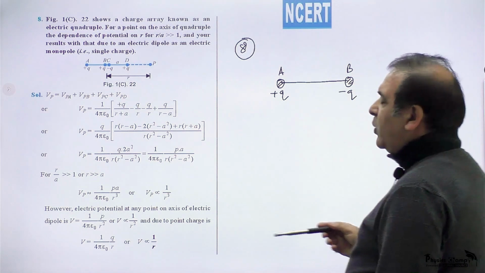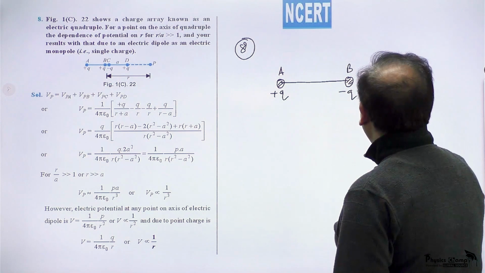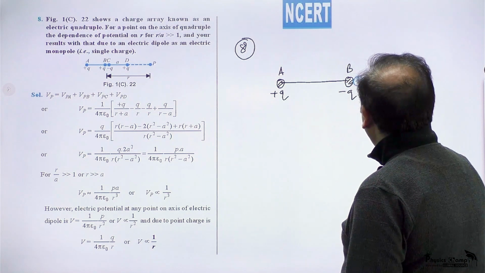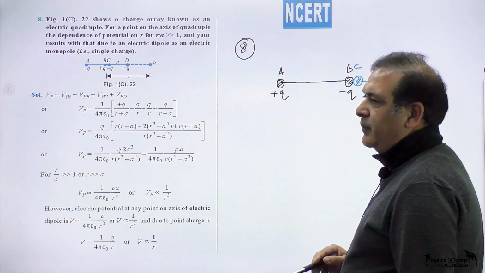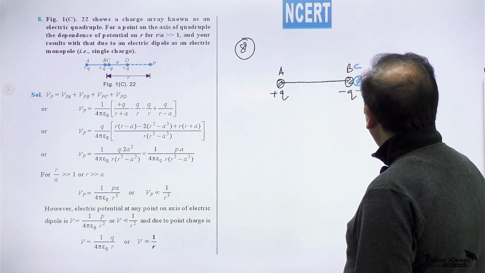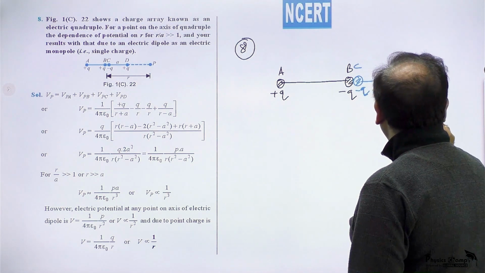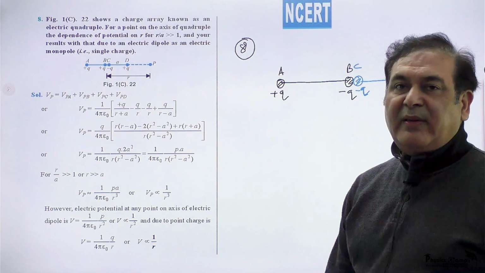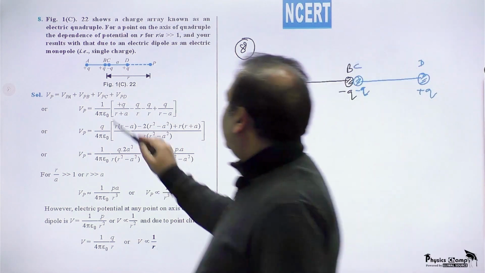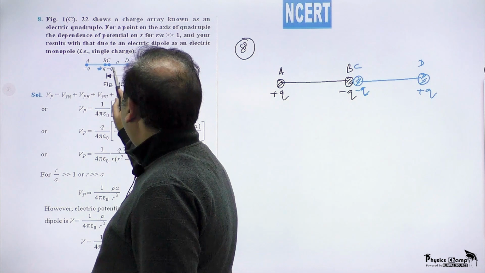Then an electric quadrupole consists of two electric dipoles. The other electric dipole is like this. This is C and this is D. You have here again a charge minus Q and here you have a charge plus Q. So this arrangement will be called an electric quadrupole, two electric dipoles together. They are placed like this: plus Q, minus Q, minus Q, plus Q.